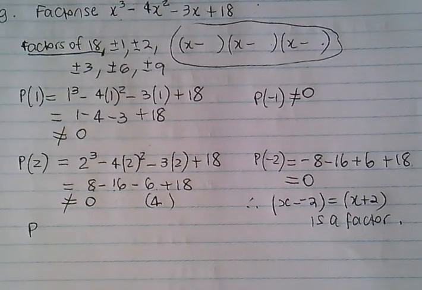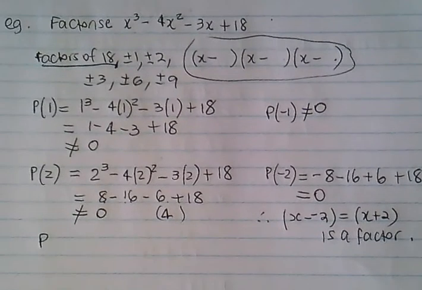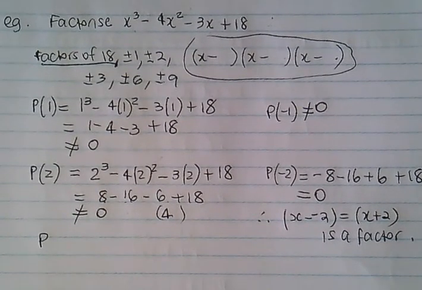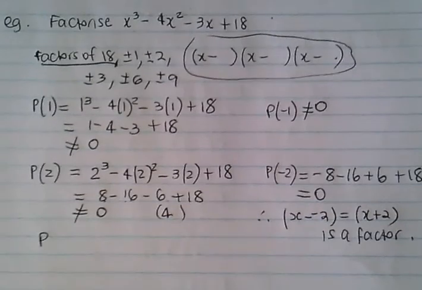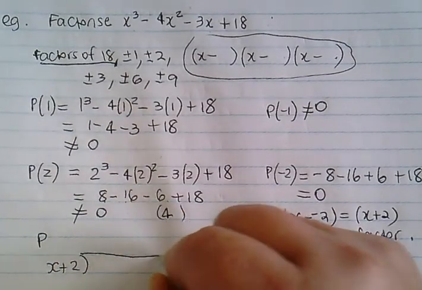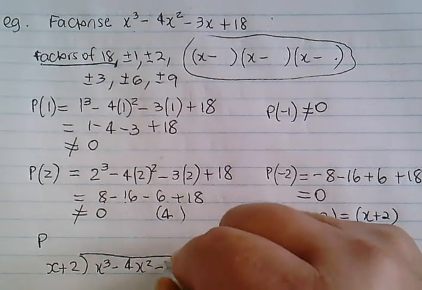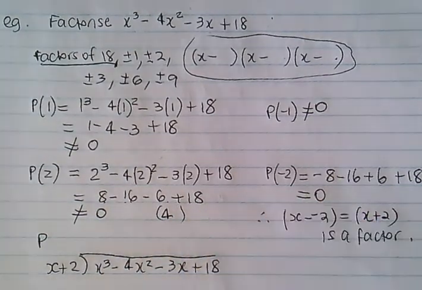Now, I don't know what you want to do. I can already tell you what the other factor is, maybe, because it's a monic. Do you want to try what I just did or not really? Or do you want to divide? All right. So let's divide. X plus 2 into x cubed minus 4x squared minus 3x plus 18. Off you go.